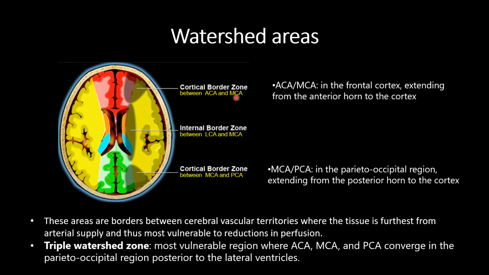So here is the cortical border zone between the ACA and MCA territory in the frontal cortex, extending from the anterior horn to the cortex. Here is the cortical border zone between the MCA and the PCA in the parieto-occipital region, extending from the posterior horn to the cortex. Here is the internal border zone between the lenticulostriate and MCA territory. The triple watershed zone is the most vulnerable region, where these three territories converge in the parieto-occipital region posterior to the lateral ventricles.